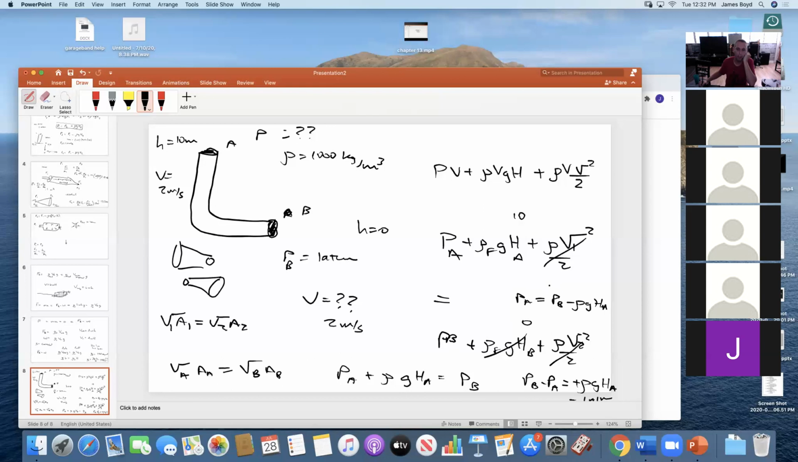I know that PB is 1 atmosphere. I know that this is 100,000 pascals. Well, 1 atmosphere is 1.01 times 10 to the 5th pascals. So this is equal to 0. And my pressure at A is 0. There is no pressure at the top of that tube. At the bottom of the tube, there would be 1 atmosphere of static pressure.